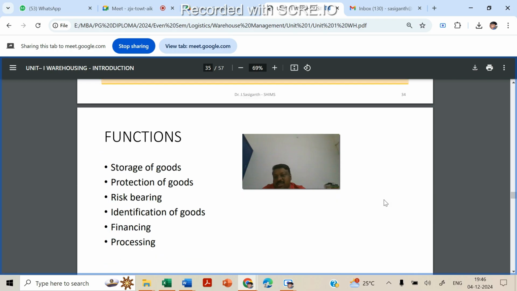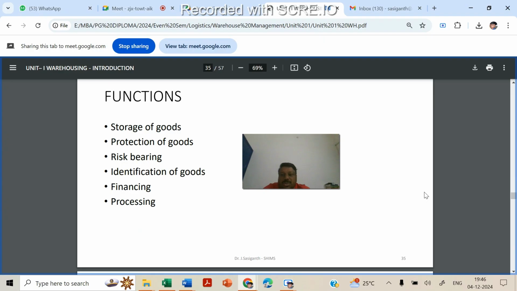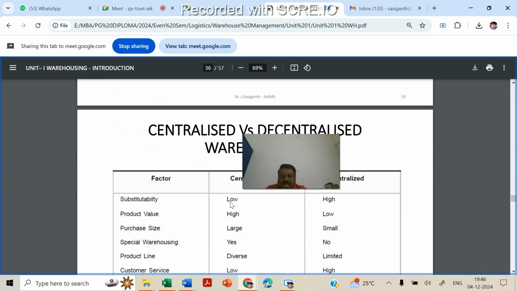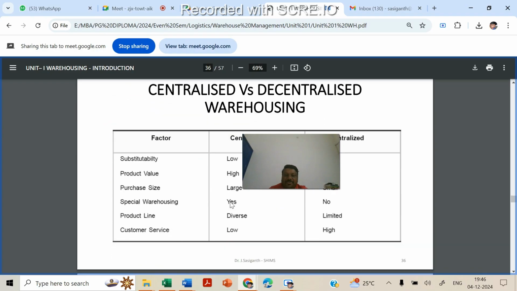Okay, all of these functions go on with the storage of goods, protection of goods, definitely risk bearing. Okay, then identification of goods, financing process. Okay, then centralized versus decentralized warehousing. Factors: centralized, decentralized. So what is this susceptibility? Where you have your product value, purchase size, special warehousing, product line, customer service. See, if it is centralized, your customer service is low, and if it is decentralized, it will be high. Okay, so that is how you need to learn here.